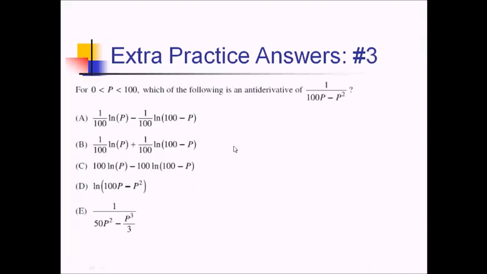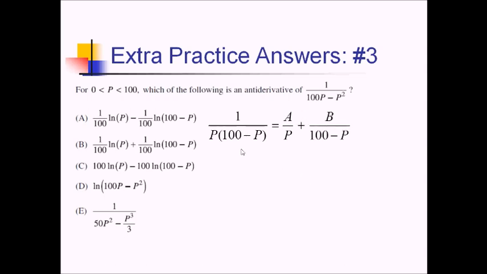For this problem, for p-values between 0 and 100, I want to know which of the following is an antiderivative of this rational expression. So there isn't really much I can do to simplify this. All I can really do is factor it and try to use partial fractions to get to the bottom of this. So I'm going to write this as 1 over p times (100 minus p). And then I'm going to try to split this up with partial fractions. So I'm going to say that this equals a over p, that's my first factor, plus b over 100 minus p.